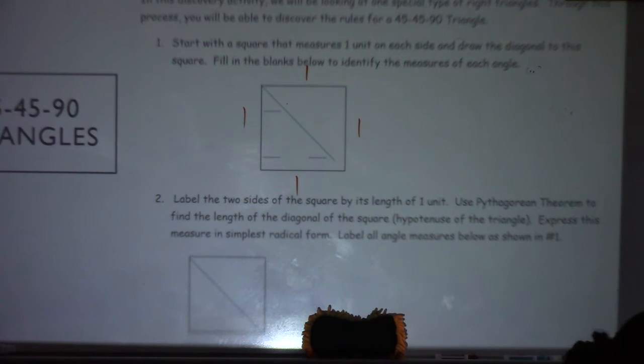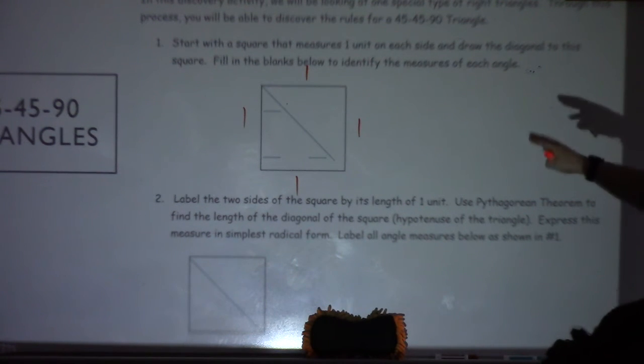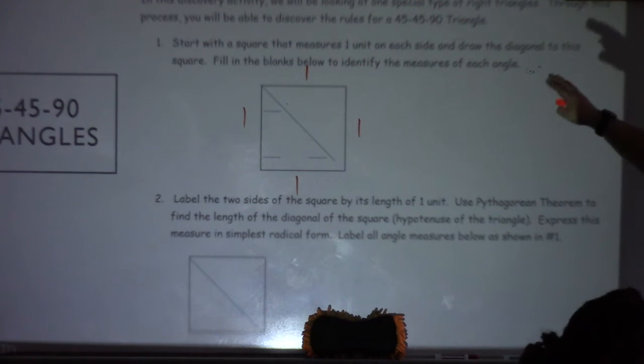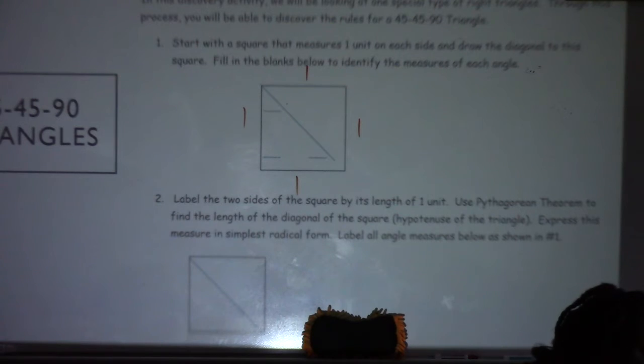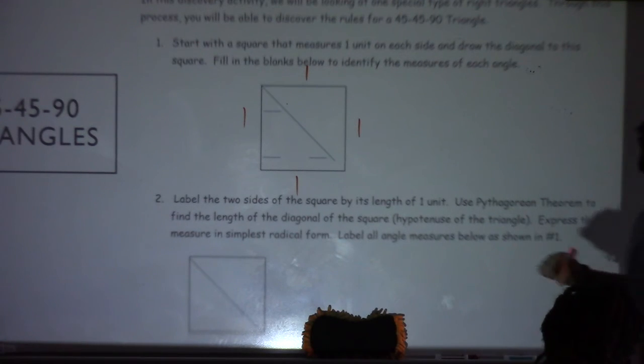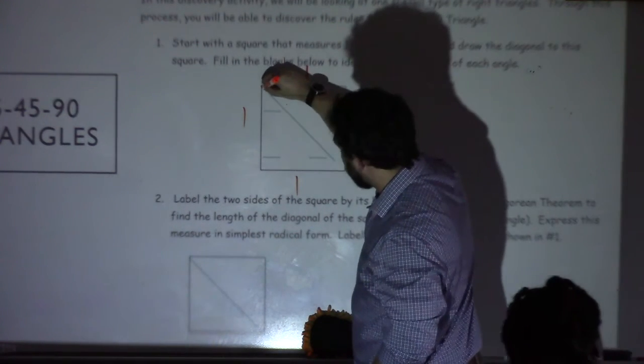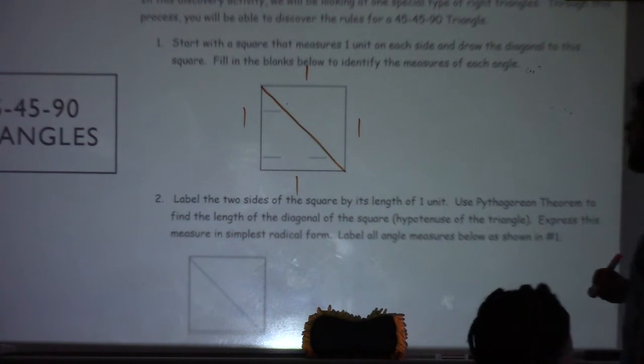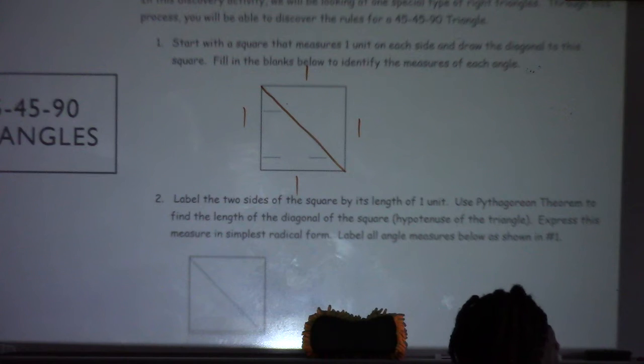So, 45, 45, 90. We're starting with a square that measures 1 unit on each side, and we already have the diagonal drawn in this square. You want to finish going all the way to the other corner? There you go. So fill in the blanks below to identify the measures of each angle.